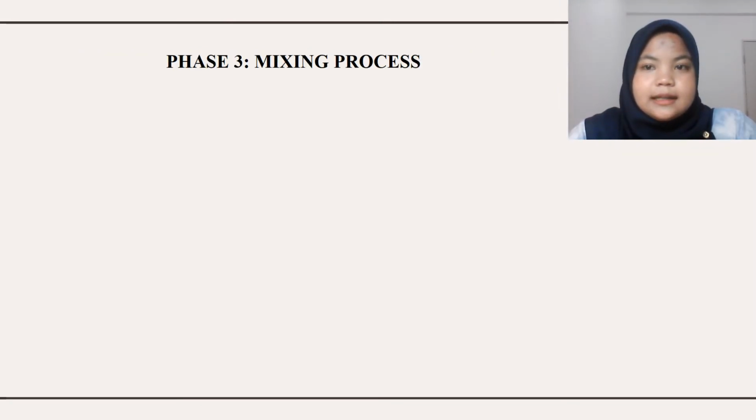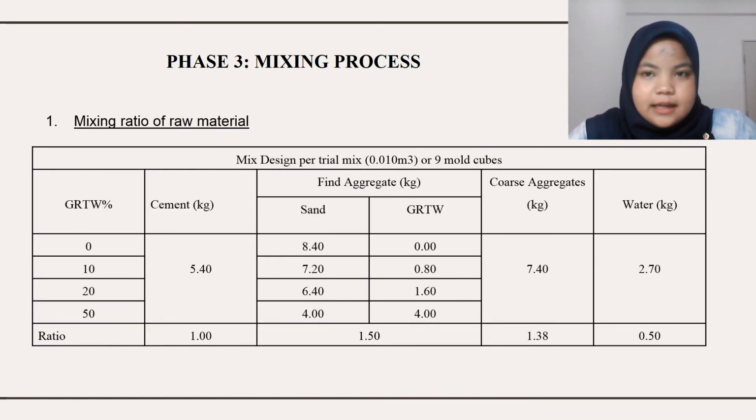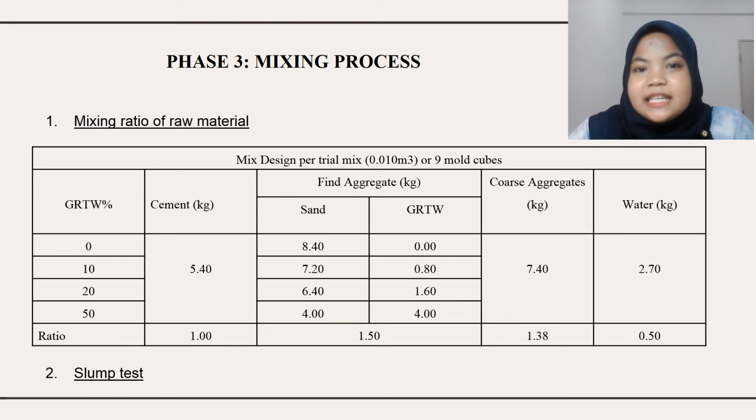After all the analyses, the next step is the mixing process, which is Phase 3. The materials for the concrete are cement, water, fine aggregate, which is sand or glazed roof tile waste, and coarse aggregate. The table shows the mixing ratio of the raw materials. The next step is a slump test, where the ratio must be tested. The slump test determines the workability or fluidity of concrete by measuring the value of the slump fall.